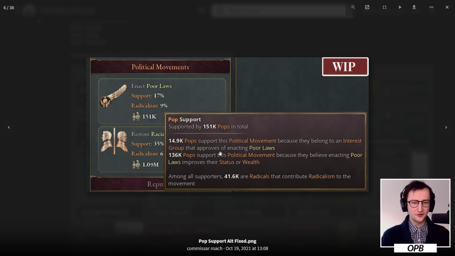Right. Oh, that's actually really interesting. Let's read this. Support the political movement because they belong to an interest group that approves of enacting poor laws. Now, you don't need to belong to an interest group that just feels that way. No. If you are in an interest group that doesn't support it, you can still support it if you think it will be good for you. If it improves your status or wealth, you will be happy.